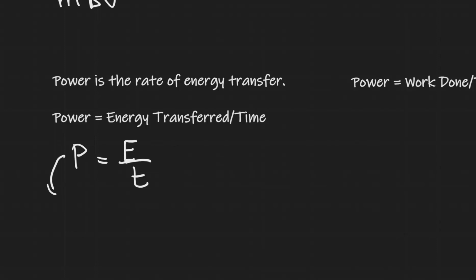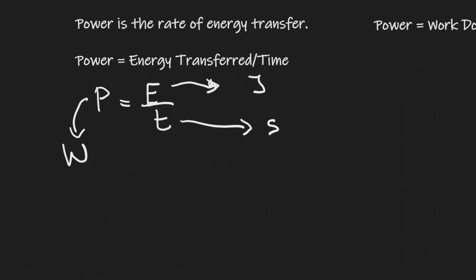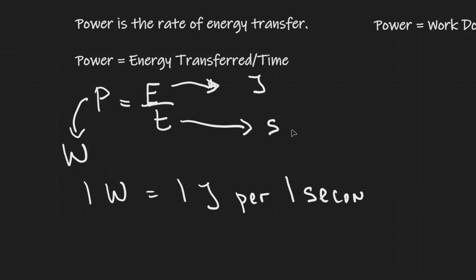The unit of power is the watt, which is the subject of many jokes of physics teachers. Moving on, the energy is given in joules and the time is given in seconds. Because of that, we can actually write essentially the watt as a joule divided by second. So we can say that 1 watt is equal to 1 joule that's been transferred per 1 second.